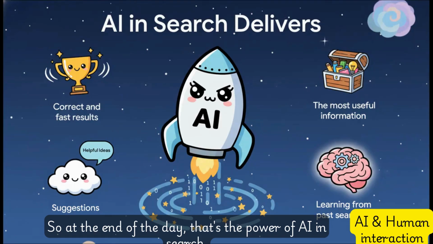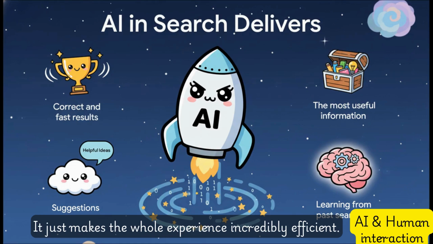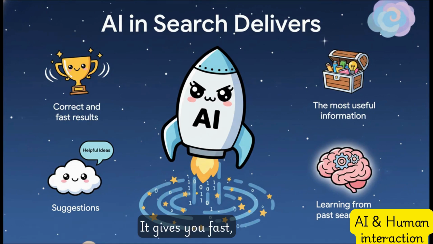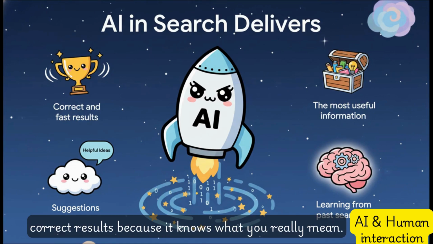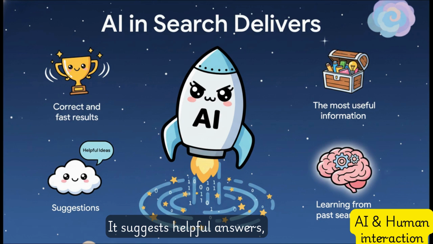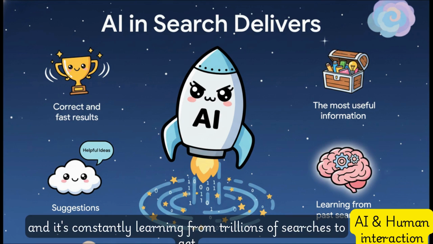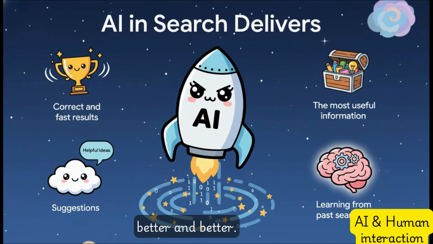So at the end of the day, that's the power of AI in search. It just makes the whole experience incredibly efficient. It gives you fast, correct results because it knows what you really mean, it suggests helpful answers, and it's constantly learning from trillions of searches to get better and better.